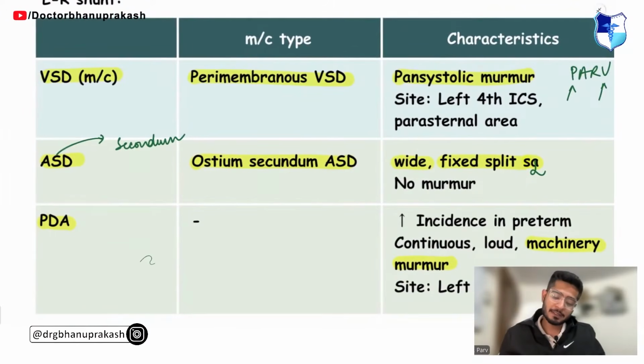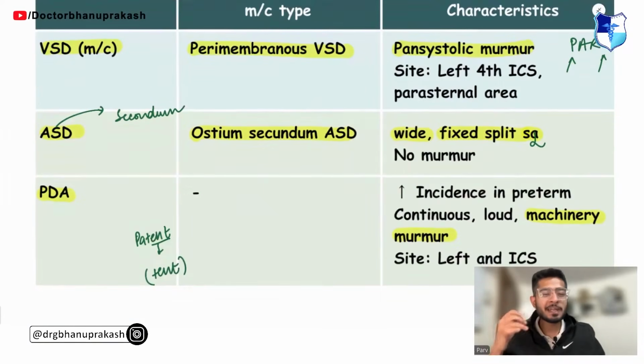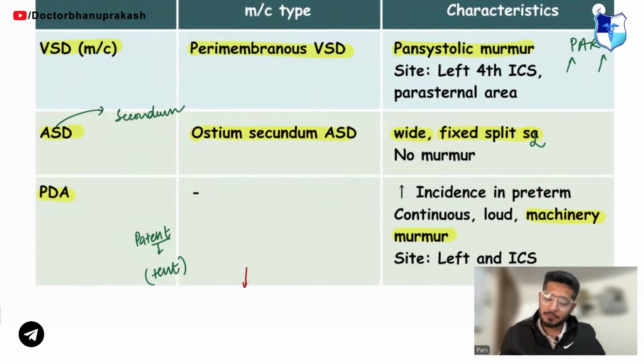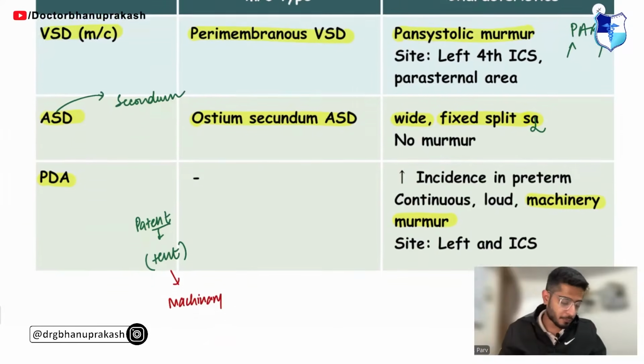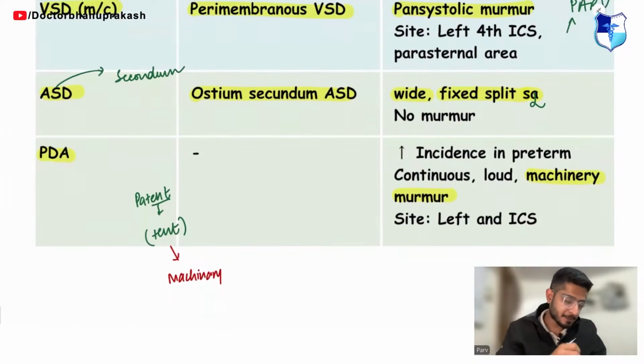So just remember like this, if it is a patent thing, patent is having a word tent. How is a tent applied on any part? To apply a tent, what do we do? We make a hole with a machine, okay? So from patent, tent, you can remember machinery murmurs.